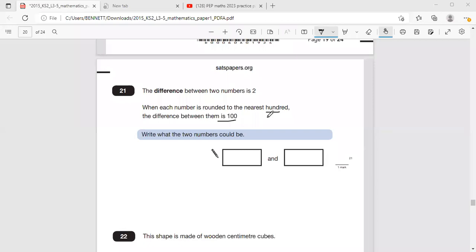Alright guys, I think this one here is faulty. It doesn't make any sense. If the difference is 2 and you round them off, you can't get 100. There's no way, it's impossible. This one here is faulty. You have the wrong number. Now we'll go to the next question.